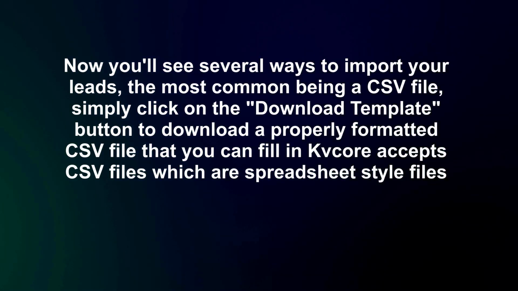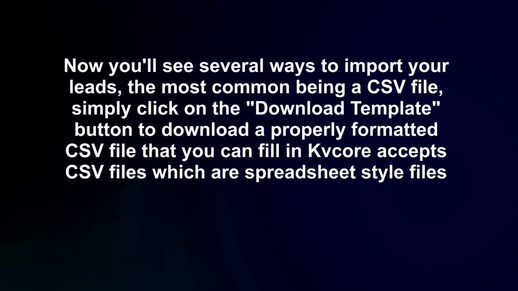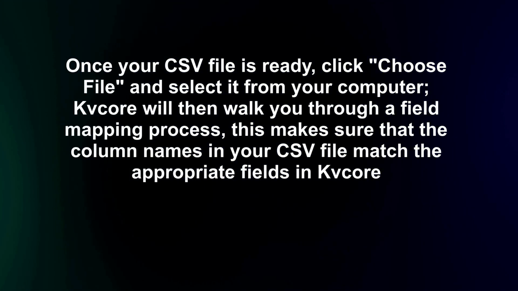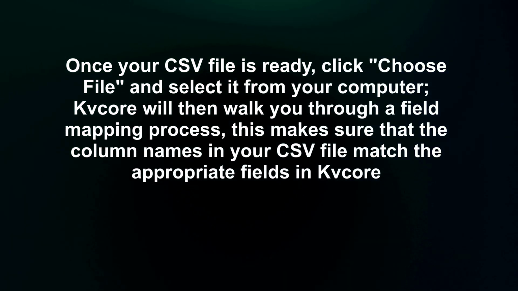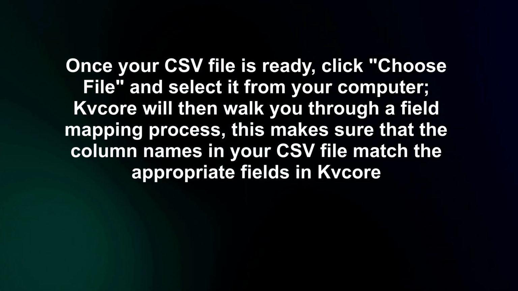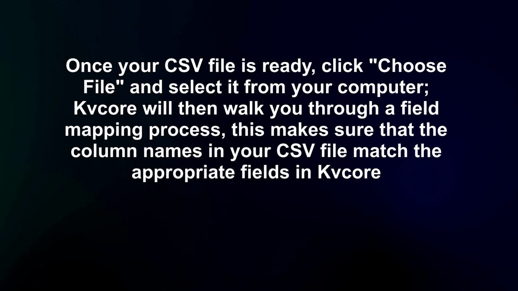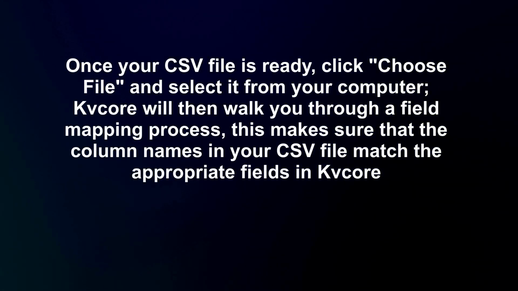Kvcore accepts CSV files, which are spreadsheet-style files. Once your CSV file is ready, click Choose File and select it from your computer. Kvcore will then walk you through a field mapping process. This makes sure that the column names in your CSV file match the appropriate fields in Kvcore.